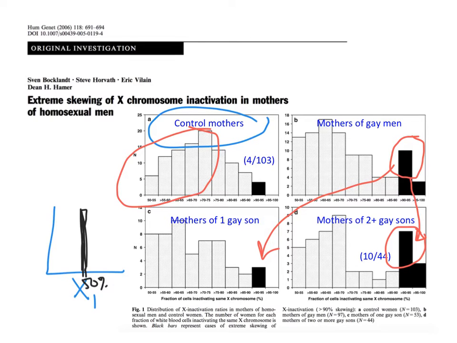Weird. So epigenetics, is this involved in sexual orientation? Like the story we talked about last time, can you predict who might be homosexual based on your mom's X chromosome inactivation pattern? What do you think?